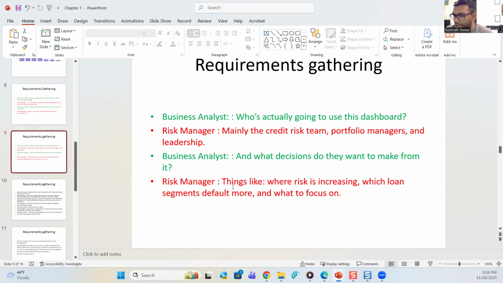So when the risk manager says things like where the default risk is increasing, which loan segments default more, and what to focus on, now I got that info. Okay, now I got it, right?